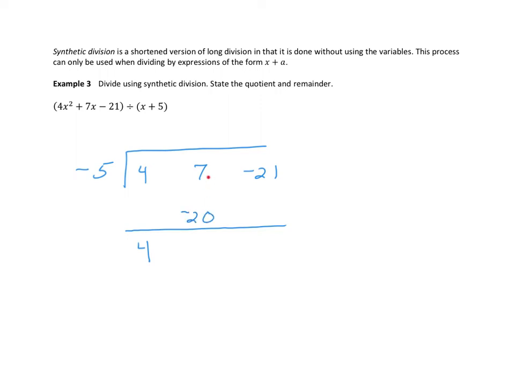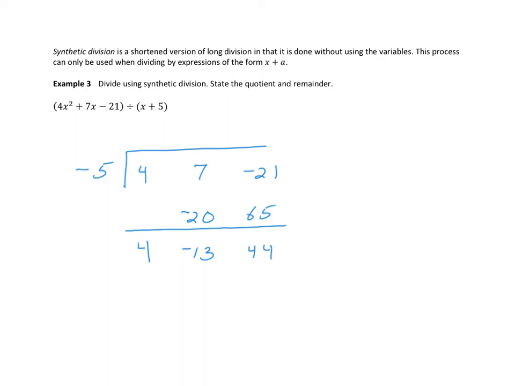You then add these two things together, 7 plus -20. That is -13. And then you repeat the process, where you take this number, multiply it to this one, place that value here, and add those two numbers together. And you repeat that process until you get to this last step. So we have -5 times -13, and that is equal to 65. And then we take -21, and we add that to 65, and we get 44. And the process is over.